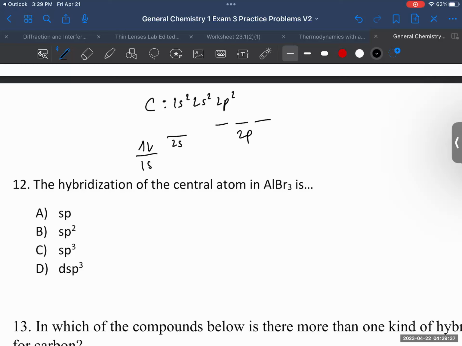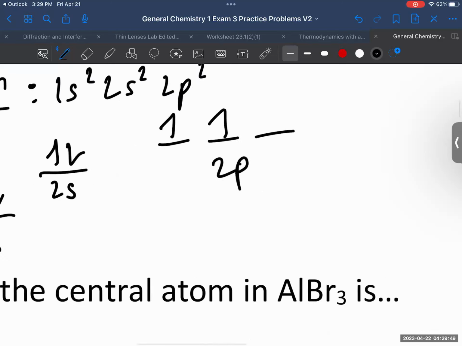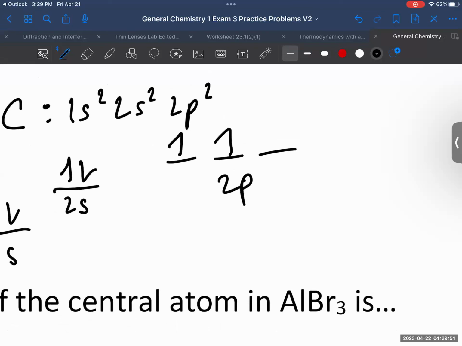According to this, carbon only likes 2 bonds because there's 2 open spots for its bonds. There's 2 lone electrons. However, we know that is not the case. We know that carbon actually likes 4 bonds. So how can this be? The answer, my friends, is hybridization.